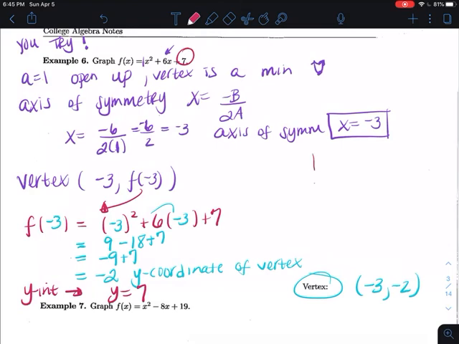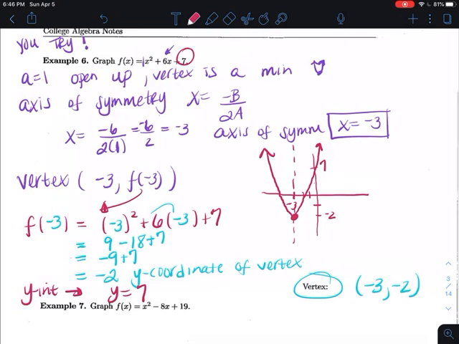And so now you should be able to create a sketch of your graph. All right, x equals negative 3 is the axis of symmetry. So let's say 1, 2, 3. Here's your vertical line, the axis of symmetry. The vertex is actually at negative 3, negative 2. So here's my vertex down here. It opens up. It's going to cross the y-axis at 7. That's all you need, just the vertex and the y-intercept, and you'll have your curve.